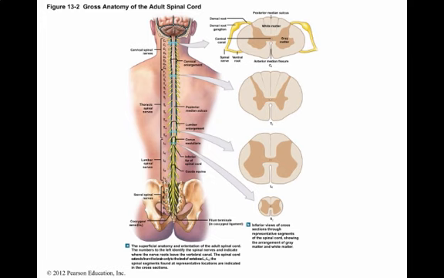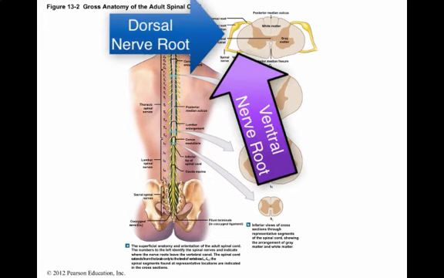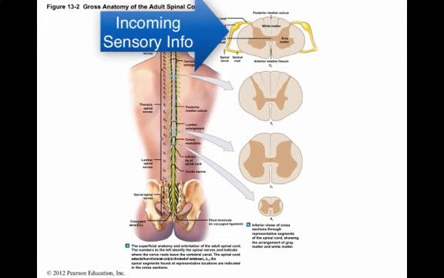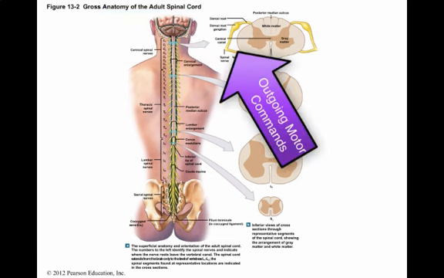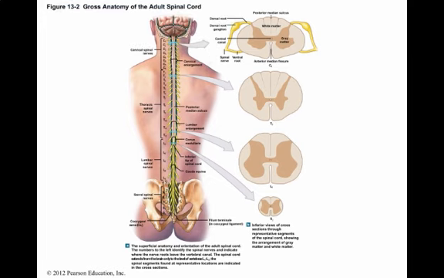Every spinal segment is associated with a pair of dorsal nerve roots and ventral nerve roots. The dorsal root and the ventral root will merge to form the spinal nerve just lateral to the intervertebral foramen. The dorsal nerve root carries sensory nerve fibers and the ventral nerve root carries motor nerve fibers. The cell bodies of the dorsal nerve root are clustered in the dorsal root ganglion, which is located between the pedicles of the adjacent vertebrae.